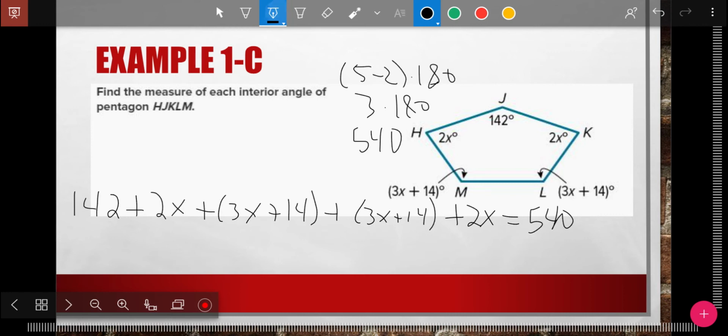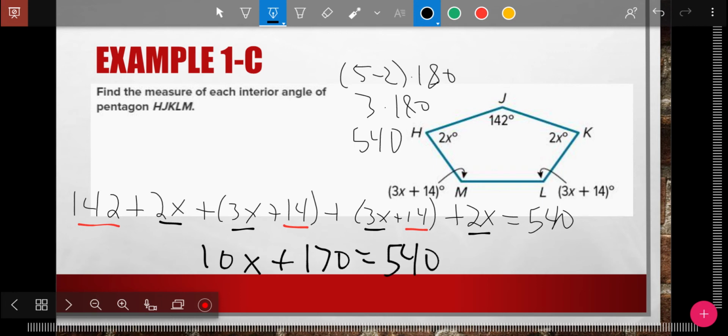First, I'm going to add up just the x's. So 2, 3 make 5, 3 again makes 8, 2 again makes 10, so 10x. Then I'm going to add up just the numbers. 142 and 14 make 156, and 14 again makes 170. Equals that 540. Now to solve this, I need to minus 170. I got to do the opposite, so get x by itself. There's a 10 with it. First, I got rid of what I call the attachment. The opposite of plus is minus, so I minus 170 to both sides.